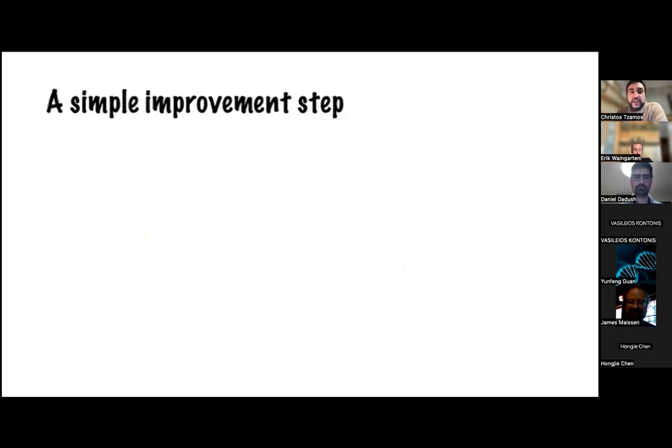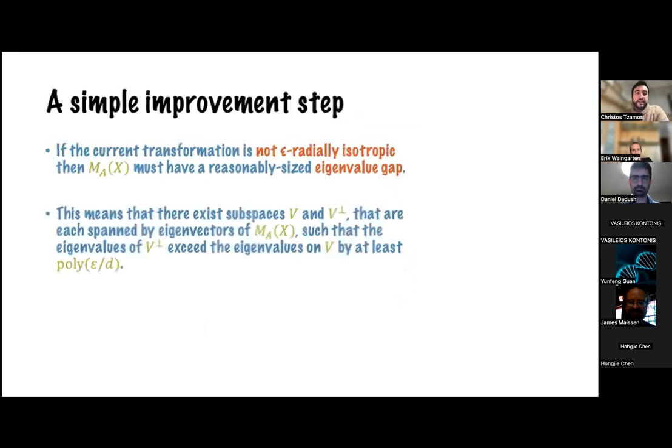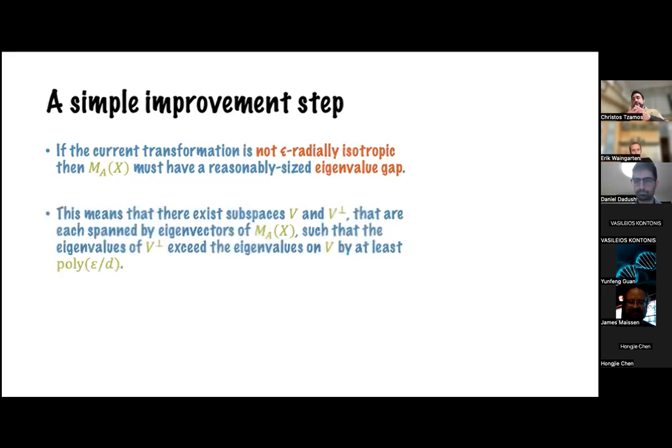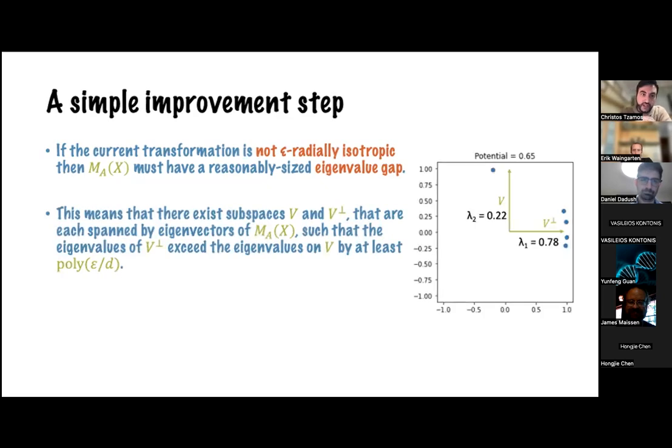First of all, there is a simple way to improve this potential function, this loss function. If the points are not in epsilon radial isotropic position, then it must be that some eigenvalues are off. They're not close to 1/d. So there must be some reasonably sized eigenvalue gap. This means I can partition the eigenvectors into two subspaces: those that have large eigenvalues and those that have small. I split my space into two subspaces where the eigenvalues differ by at least some gap, which is poly(epsilon/d).